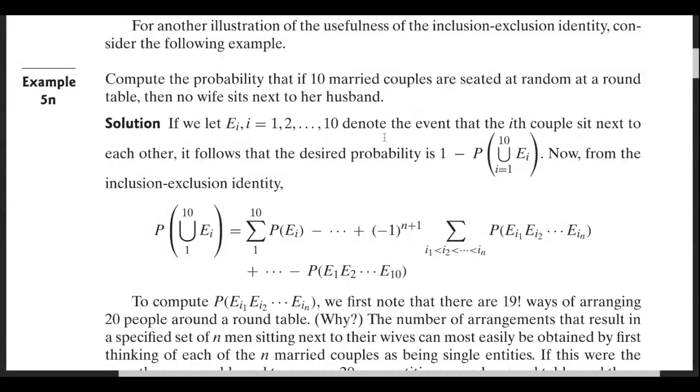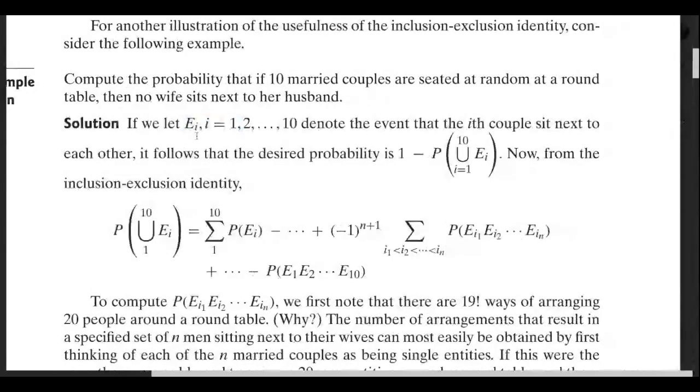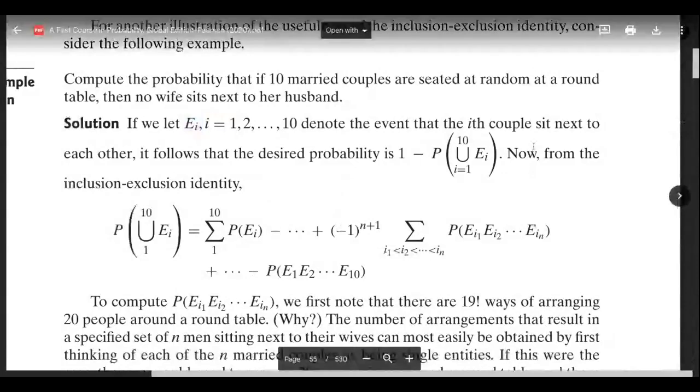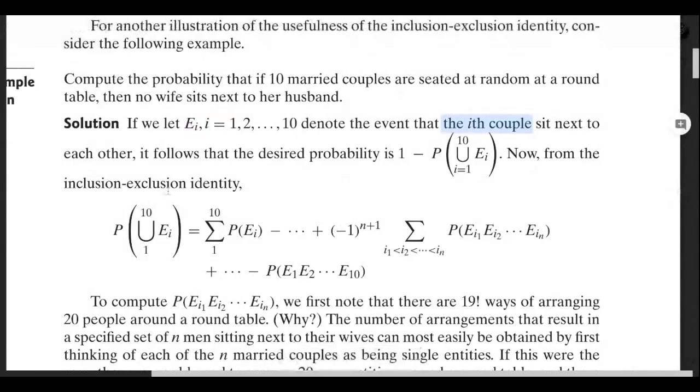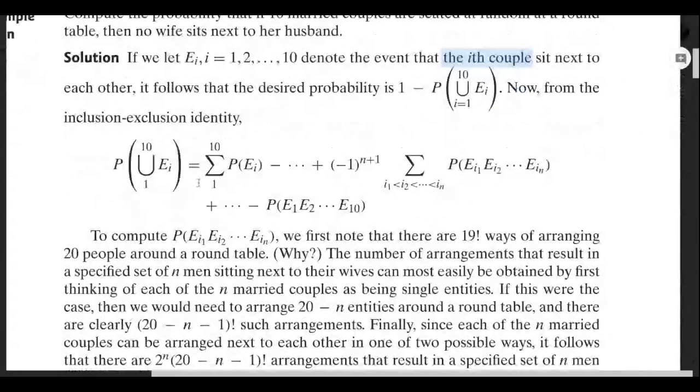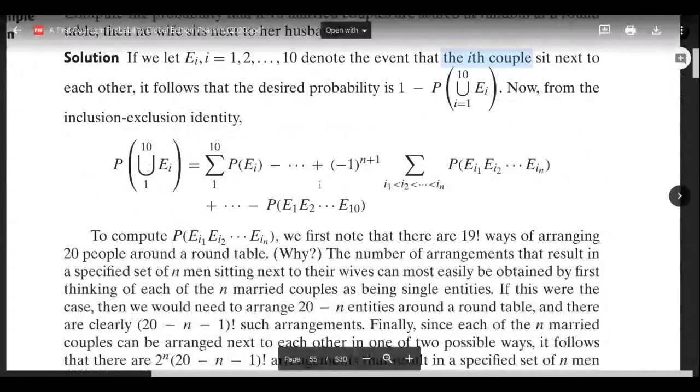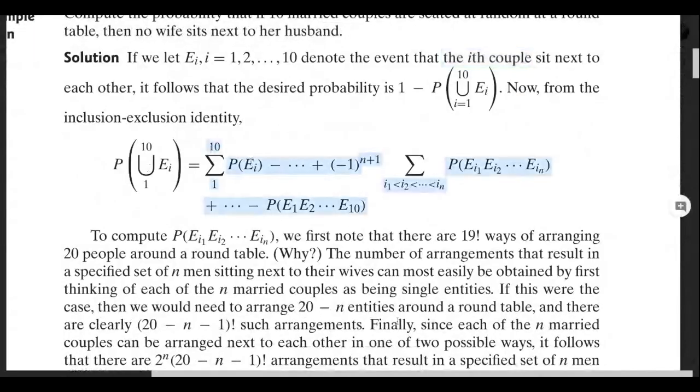So we have 10 married couples sitting around the round table, and no wife sits with her husband. So we let the event be this: E_i, i goes from 1 to 10, denotes the event that the i-th couple sits next to each other. We can find its complement, right? So the first wife sits with her husband, two wives sit with their husbands, and so on and so forth. It follows that the desired probability is 1 minus the probability of the union of all those. Then the 10 means every wife sits with her husband. So we want to find its complement, where no wife sits with her husband. So this is much easier. So for the probability of the union of all these, again, we use the formula from one of the propositions.